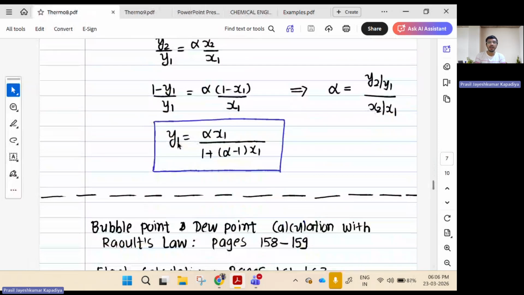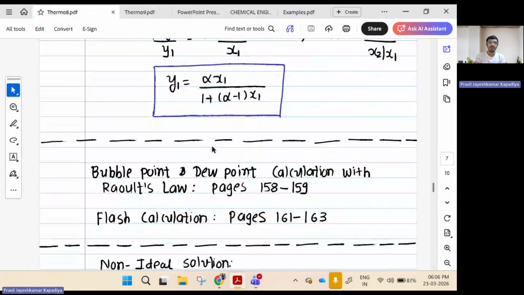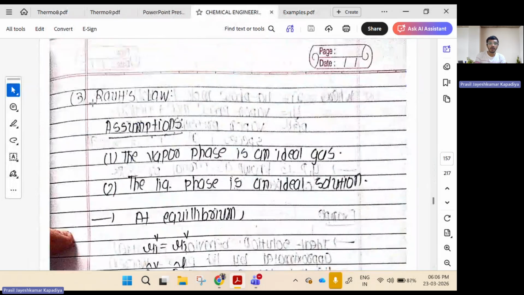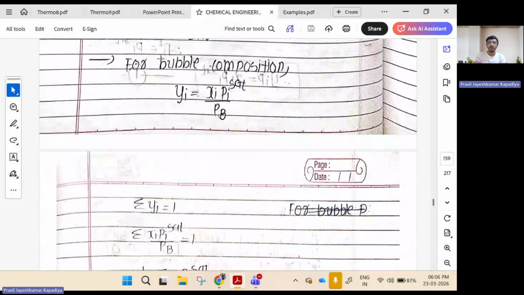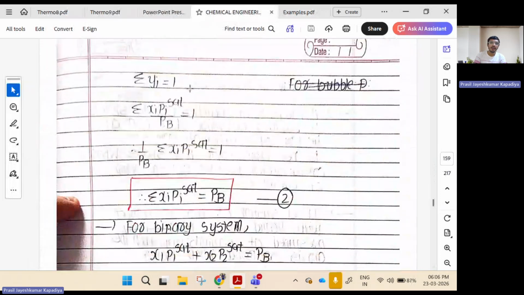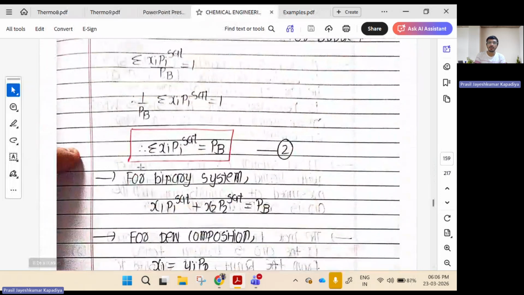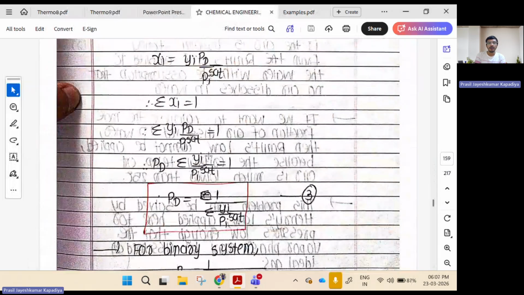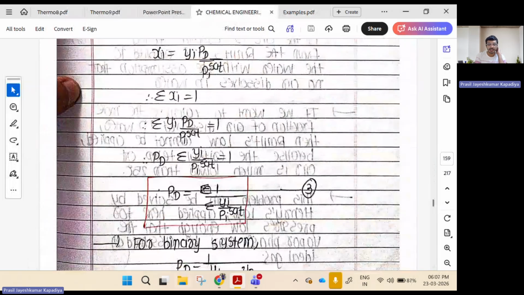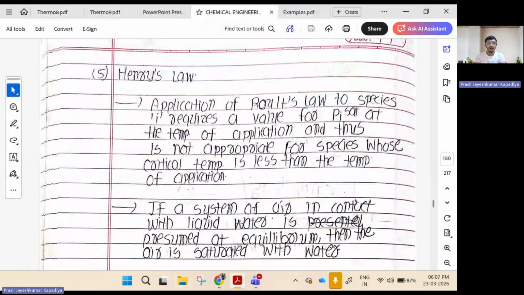So we can say that y is equal to alpha x divided by 1 plus alpha minus 1 times x. Now from here we had a look at bubble point and dew point computations. For the first bubble composition, if I am following an ideal solution, y1 is equal to x1 times P1 sat by Pb, that is the bubble pressure. Summation of yi should be equal to 1. So this leads to summation of xi times Pi sat giving the bubble pressure. Similarly, for the first dew composition, dew pressure will be 1 upon summation of yi divided by Pi sat. So this will give me the dew pressure.